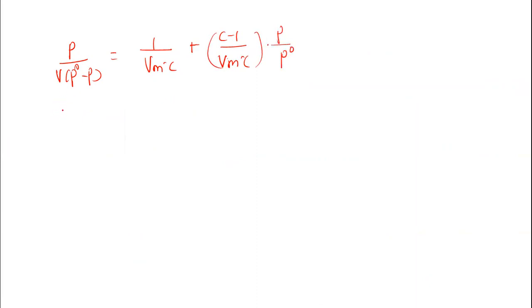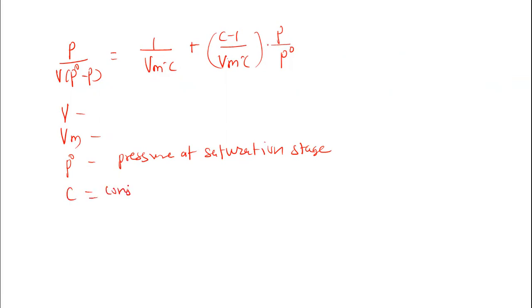So in this BET equation, V is the volume of the gas adsorbed per unit mass of the adsorbent. Vm is the volume of the gas required to cover the unit surface area of the adsorbent with monolayer formation. P0 is the pressure at saturation stage, and P is the pressure. C is a constant here.